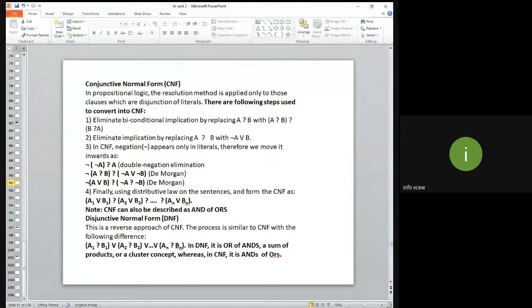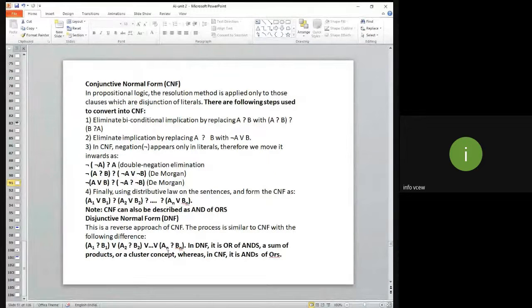So this is a very basic concept: De Morgan's theorem, associative law, distributive laws. This comes under your conjunctive normal form, CNF. Next one is the disjunctive normal form, DNF. CNF is AND of ORs. DNF means OR of ANDs. Or of and.